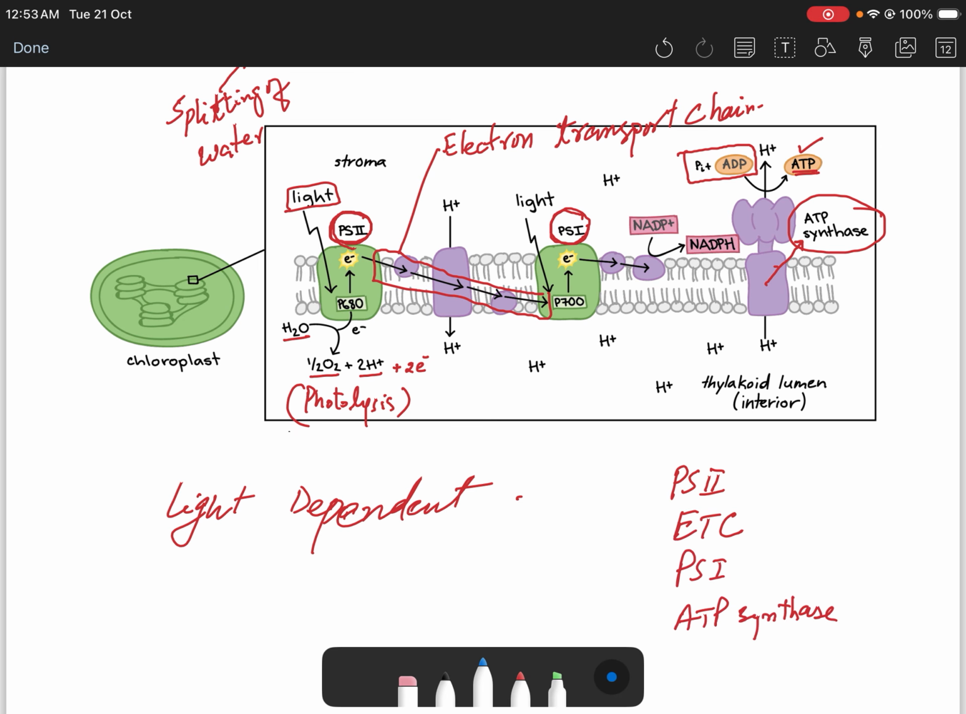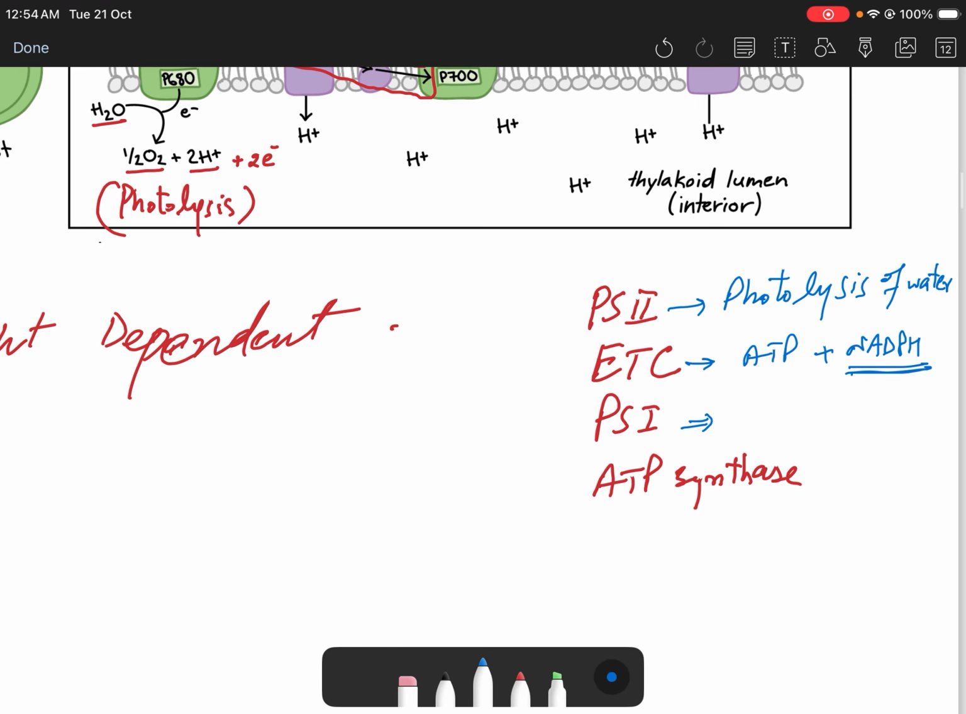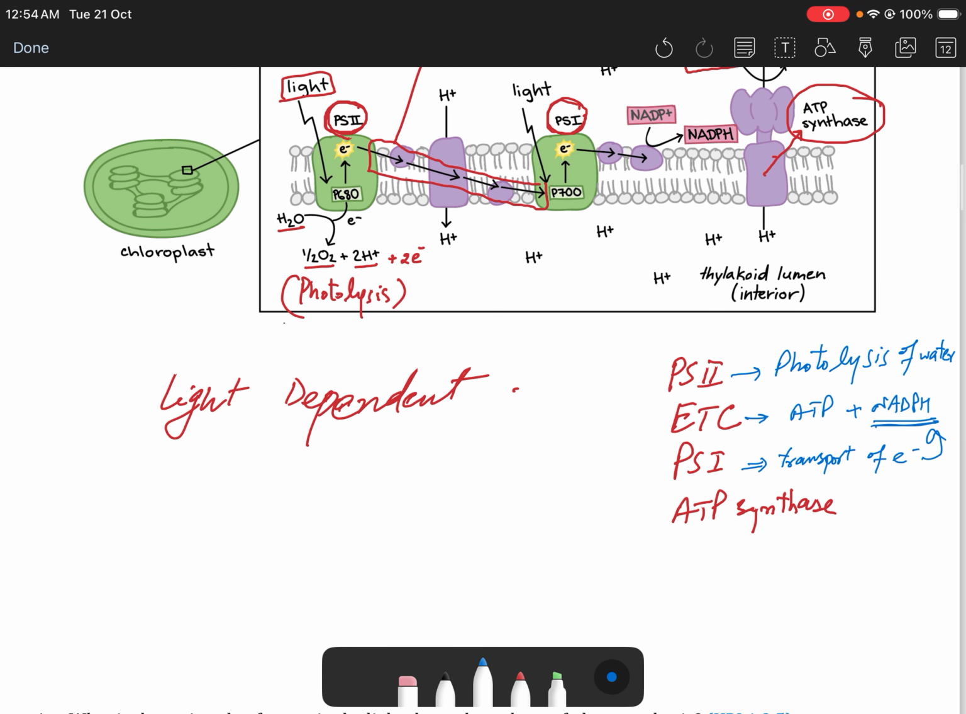Okay, so now what happens on the PS2? Photolysis of water. Okay, and the electron transport chain helps in the production of ATP and NADPH, which are the energy storage molecules, and the PS1 further helps in the transport of electrons by absorbing the light. Okay, and they help in the conversion of the final product, and ATP synthase helps in the production of ATP by a process that we will learn later, that's called as chemiosmosis.